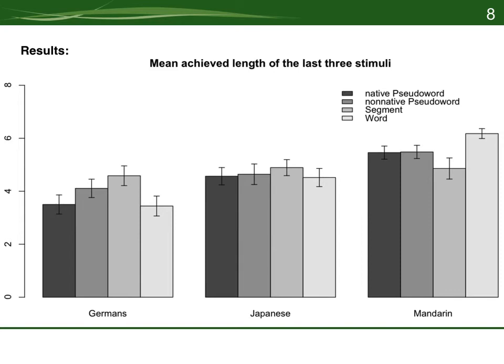In the non-native pseudo-word condition, only Mandarin and German listeners differed from each other. In the between language analysis, Mandarin listeners showed larger memory capacity in the word condition than in the segmental condition, while the other conditions did not differ from each other. German listeners showed the opposite tendency, showing larger memory capacity in the segmental condition than in the word condition, and than in the non-native pseudo-word condition. Other conditions did not differ from each other. Japanese listeners did not show any differences between the conditions.